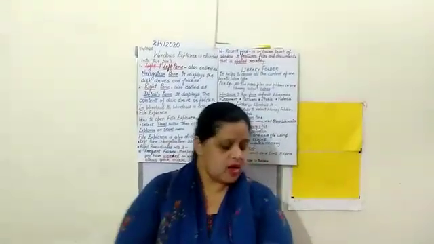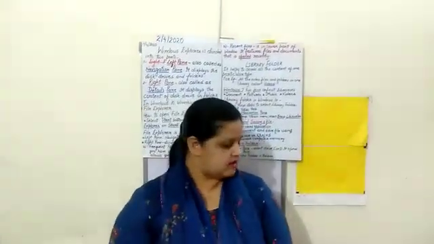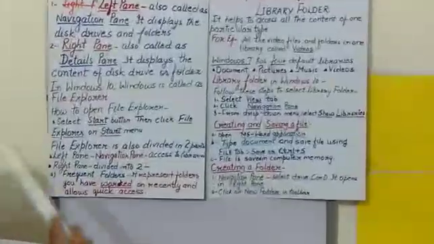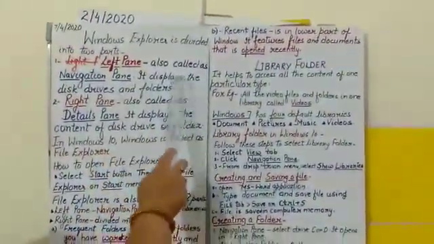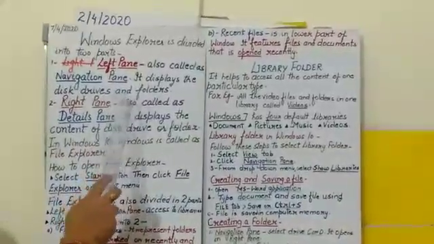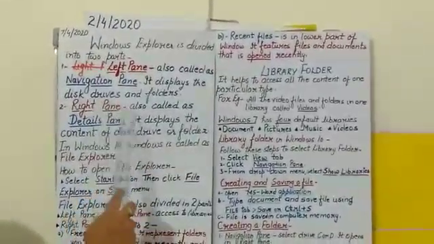Just now I told you. Now this Windows Explorer screen is divided into two parts, left pane and right pane. Left pane is also called the navigation pane. It displays the disk drives and folders.